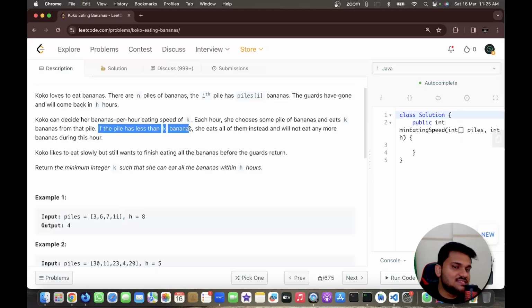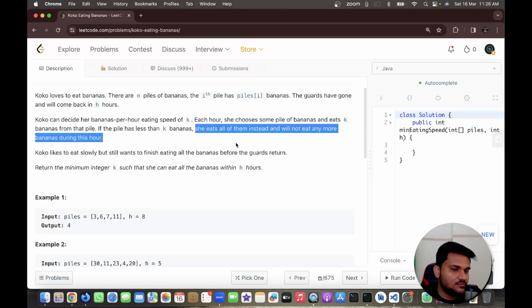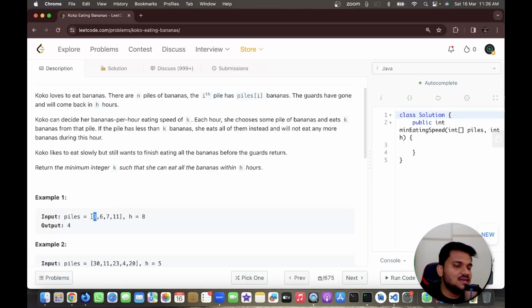If the pile has less than K bananas, for example, Koko chose the speed as 4, and you can see this pile does not even have 4 bananas, then she will eat all of them. So she will eat all 3. She will have some time left, but she will not eat more bananas during this hour. So if she decided that she is going to eat only 4 bananas, and a pile has less than 4 bananas, she will eat that whole pile and not eat anything else.